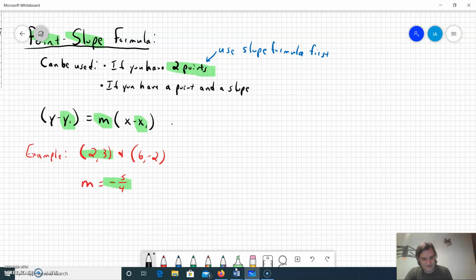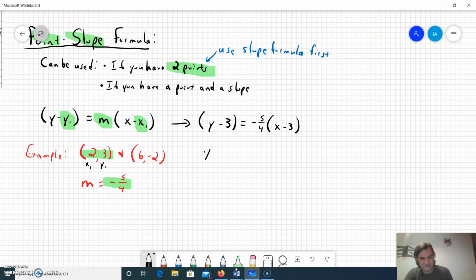If I do that, we're going to have y minus, in this case, 3, because y1 was 3 and x1 was 2. So y minus 3, the minus is part of the formula, equals negative 5/4 times x minus 2. So let's clean that up, because we want to get it to slope-intercept form, since that's where we can graph it easily.